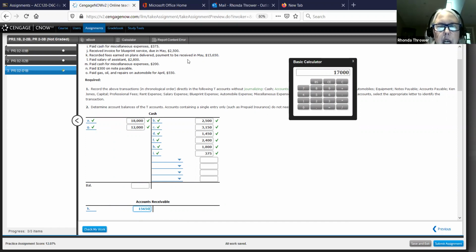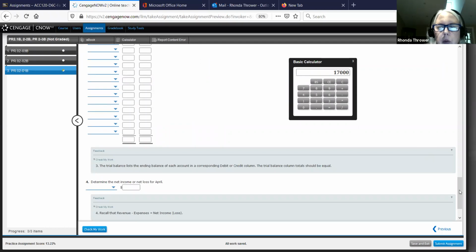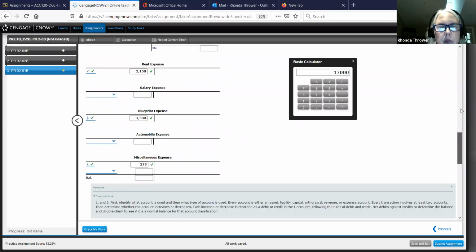I put it in accounts receivable because it is going to be received in May. This is April. Accounts receivable is an asset account. My accounts receivable is increasing. To increase an asset, we would debit. My professional fees is a revenue account. To increase it, we credited it. So I'm going to check my work and we're going to continue on.